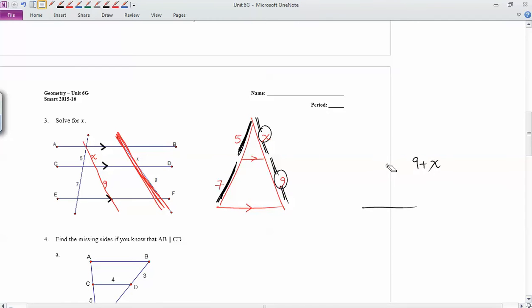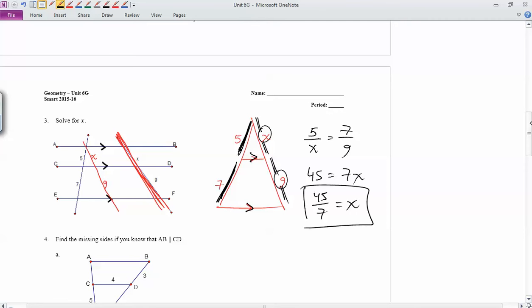Let's choose one that's a little easier. And this one only works because of the parallels. Remember, the parallels are the key to this. So if we do 5 goes with, let's say, x, the same way that 7 goes with 9, then the next line will be 45 equals 7x, and then we just divide by 7, and we get our x.